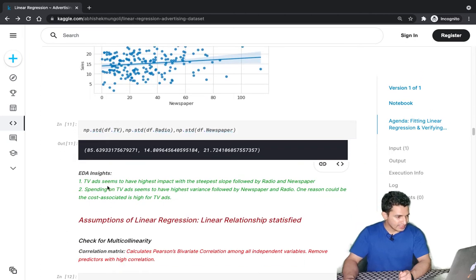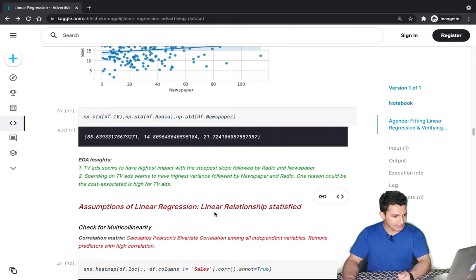So the EDA insights are: TV ad seems to have the higher impact with the steepest slope, followed by radio and then newspaper. Spending on TV ads seems to have the highest variance, followed by newspaper and radio. One reason could be that the cost associated with TV ads is high. So on the assumptions of linear regression, the first assumption of linear relationship is satisfied.